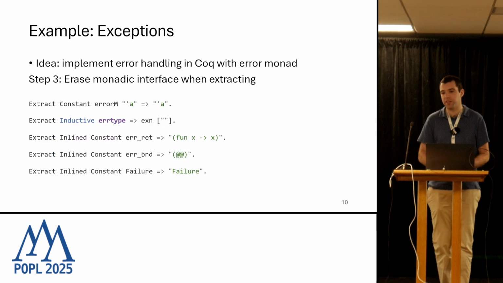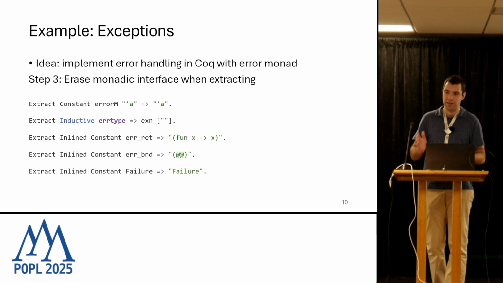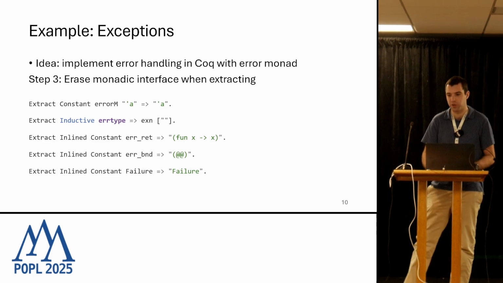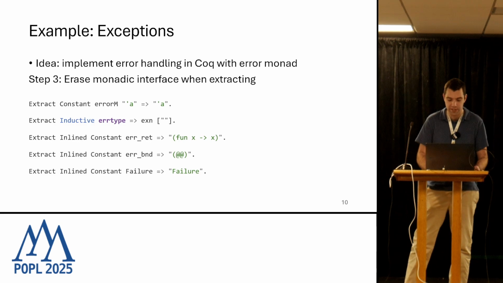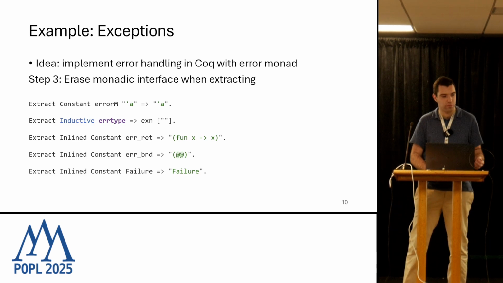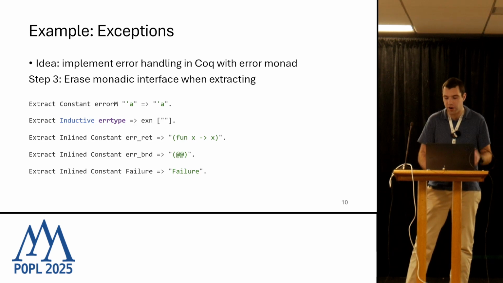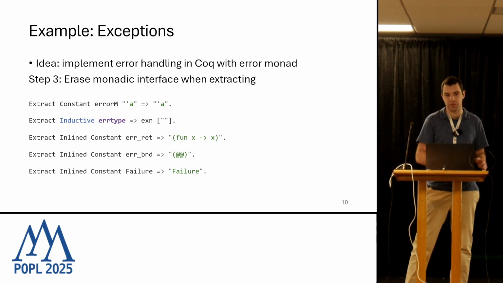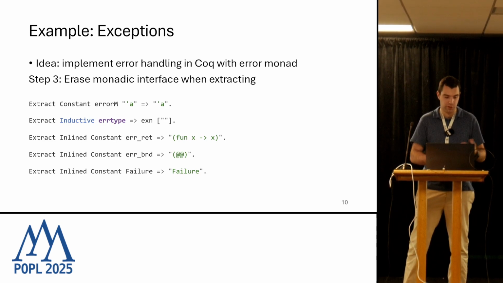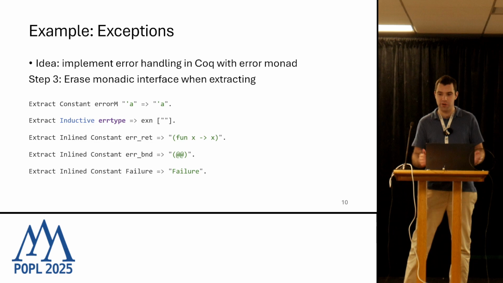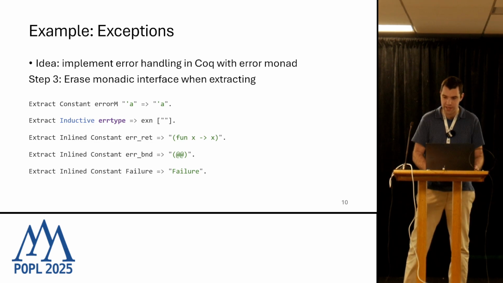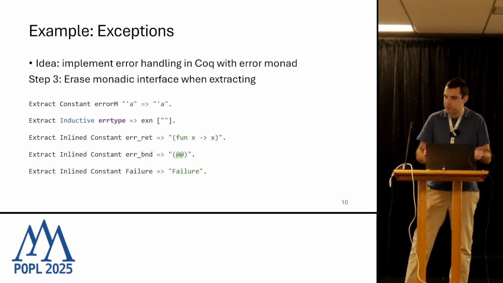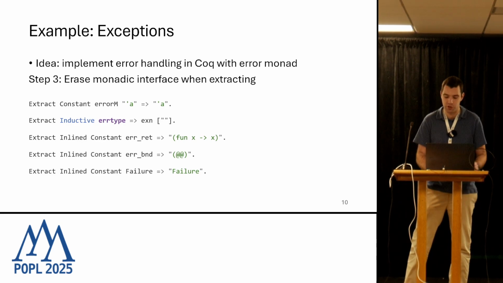And then the key part is that we want to extract this to an interface in OCaml that uses exceptions. And so we're going to erase this monadic interface when we extract. So our error monad, error M A, just becomes type A. Our error type becomes exception, as we intended. And then we push the types through all the monadic operations. Return, for instance, in Coq has type A -> error M A. And when we erase the monads, that's just A -> A, which is the identity function, and so on. And then for specific exceptions like failure, we interpret this just as the OCaml exception Failure.